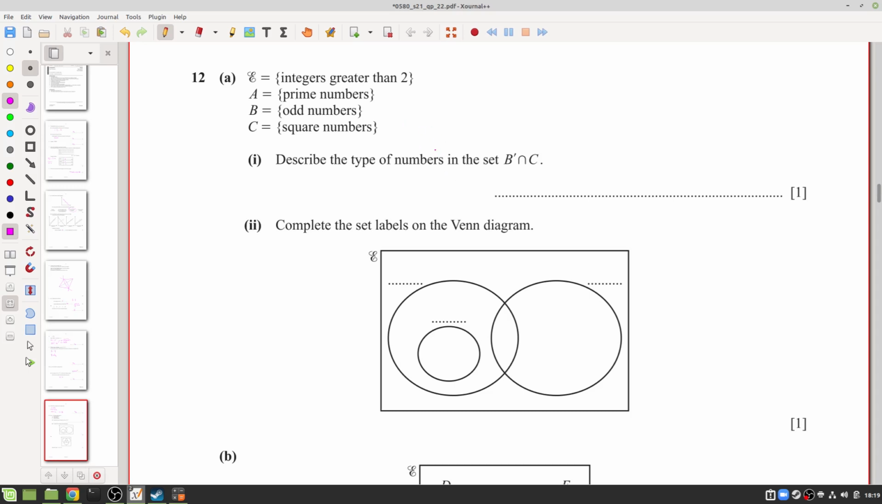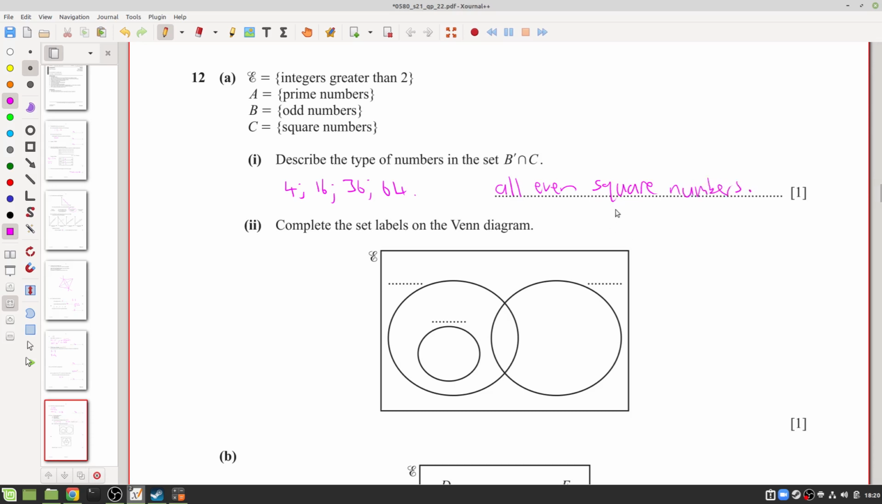Okay. So it's all the square numbers that are not odd numbers. So all the square numbers that are not odd. So that's going to be greater than 2. Square number is not odd, it's like 4. Then 9 is not going to work, so then 16. And then 25 is not going to work, so then 36. 49 is not going to work, so then 64. So we can just say this is all the even square numbers. All the even square numbers.